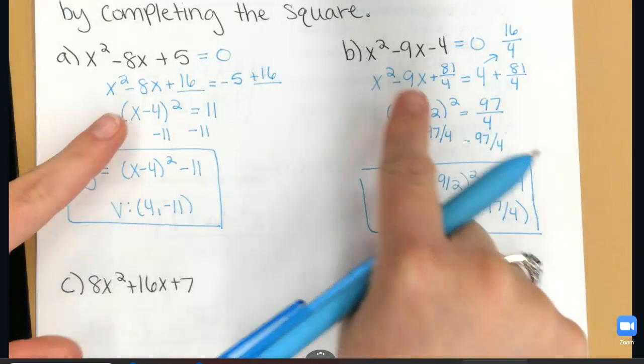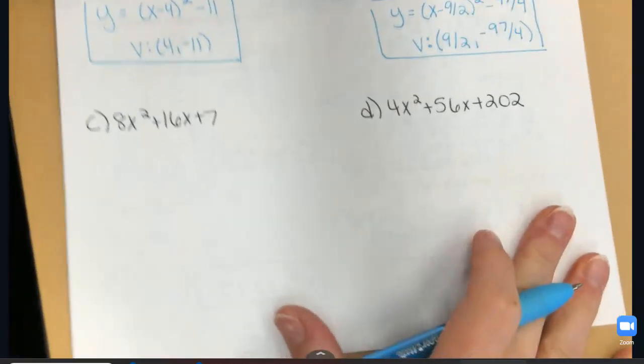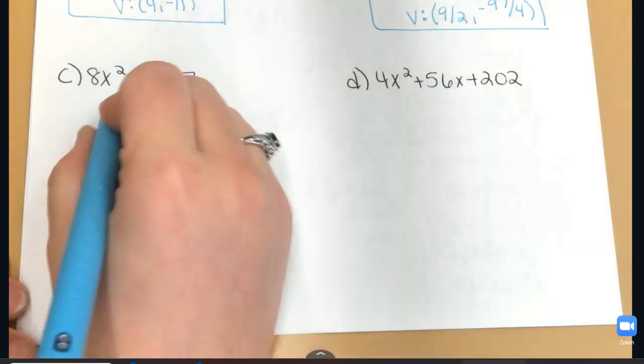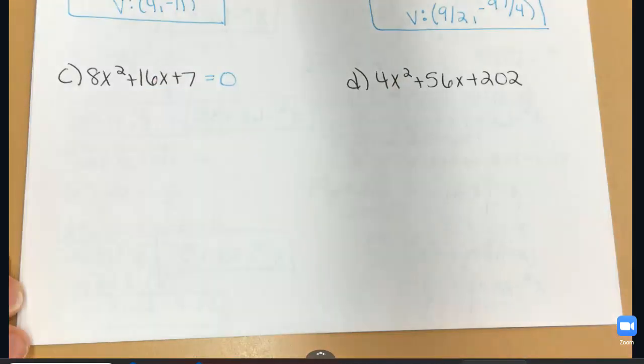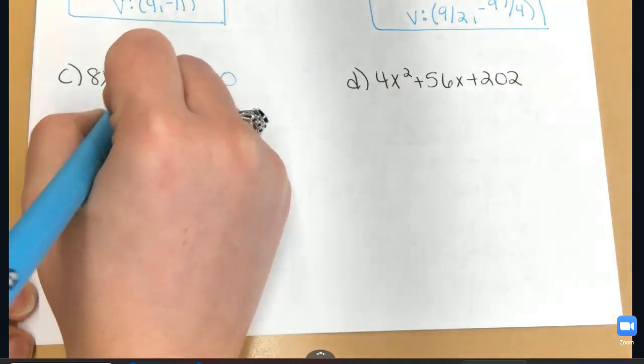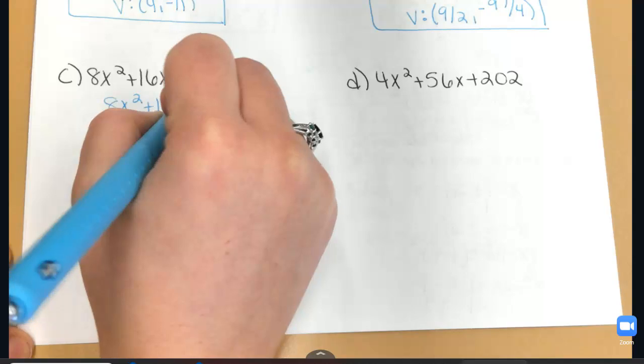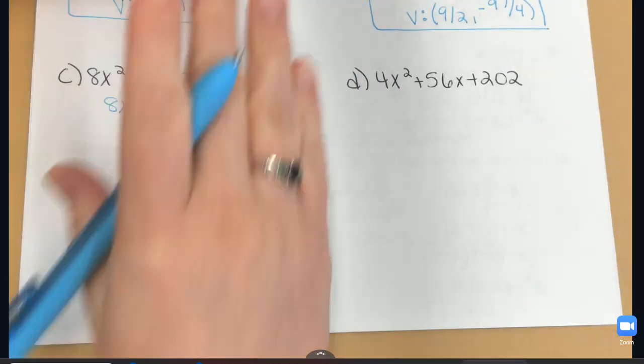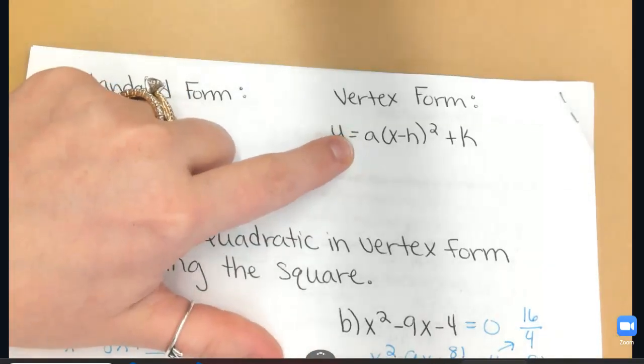So for both of those, our a value is 1. What happens when a is not 1? That's what we are going to look at for the final part of our lesson today. Again, I need this equal to 0, and I'm going to move my constant 7 over. And if I was solving, this is where I would divide by my a value. But in vertex form, I need to keep a. I need it in my equation.